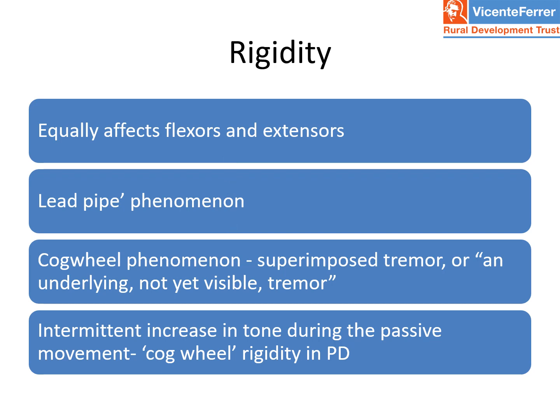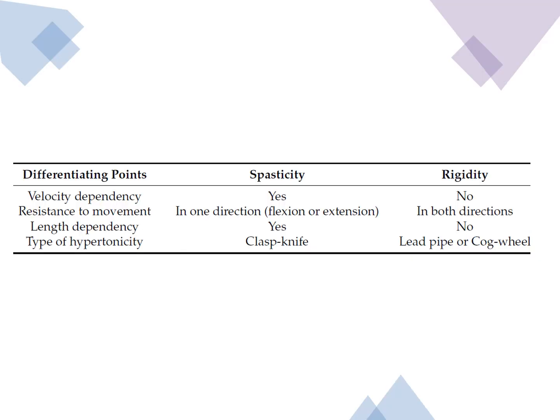Coming to rigidity, here it equally affects both flexors and extensors. There are two types of rigidity, lead pipe rigidity and the cogwheel phenomenon. The cogwheel phenomenon is nothing but a superimposed tremor, or an underlying not yet visible tremor, over the lead pipe rigidity. This intermittent increase in tone during passive movement happens whenever there is a superimposed tremor, thereby giving this cogwheel phenomenon. So these are the basic differences between spasticity and rigidity.